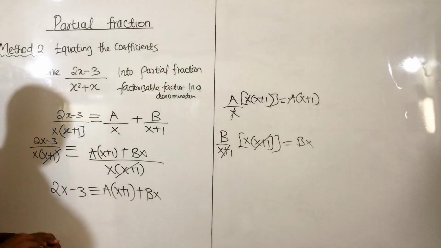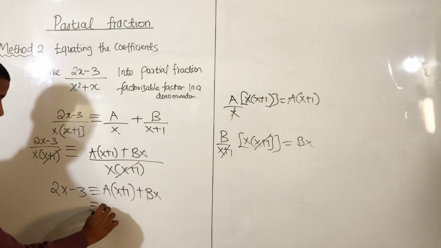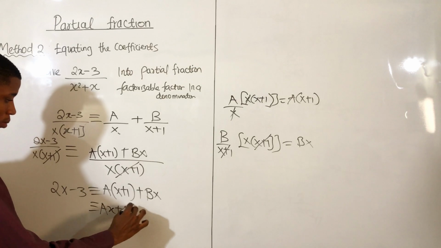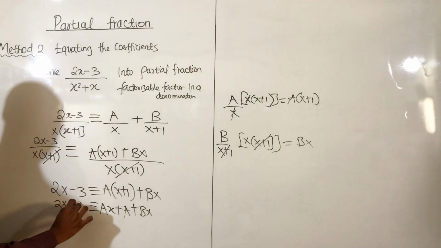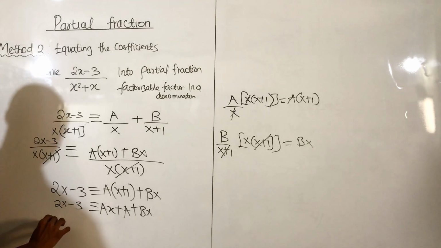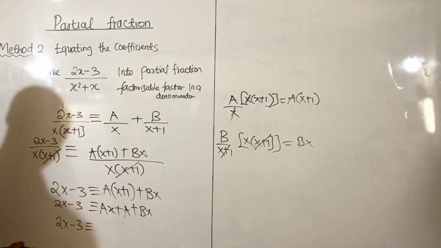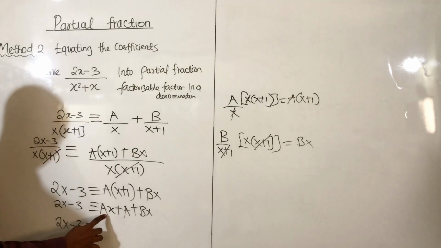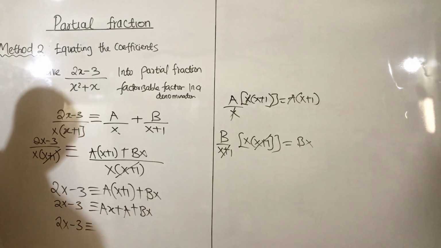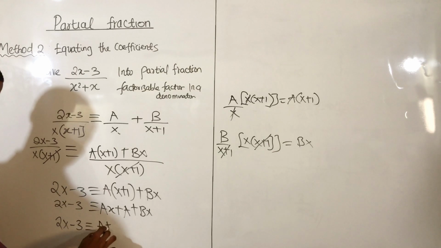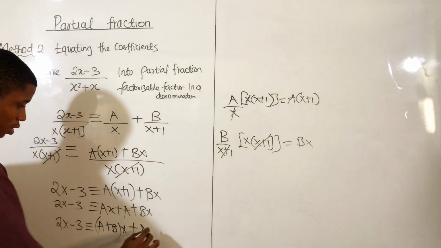Now we have to go onwards to open the brackets here. So we have ax plus a plus bx equal to 2x negative 3. Now we're going to take the like terms, of course, you're seeing ax and bx here. We're going to factorize that. We're going to have a plus b, and we're going to bring our x out, plus a.